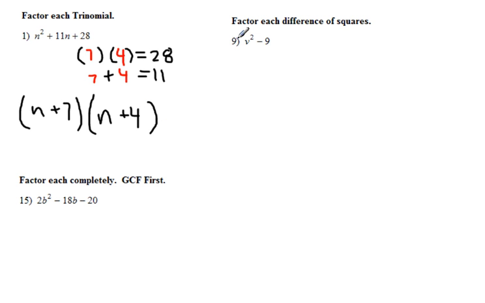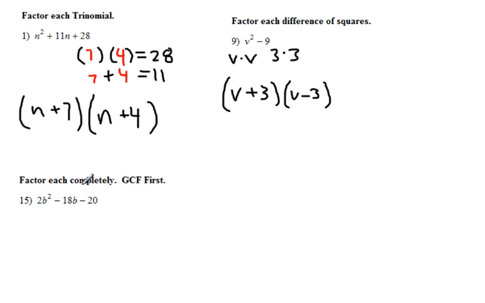So the next type of problem. Factor each difference of squares. So we look at these numbers and we notice a little pattern, that v squared here is v times v, and 9 is 3 times 3. So our pattern is plus or minus: v plus 3, v minus 3.